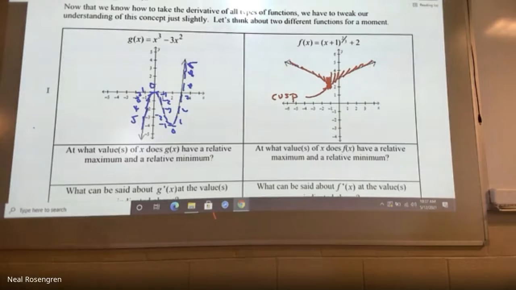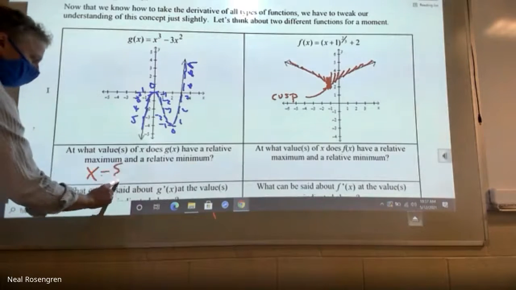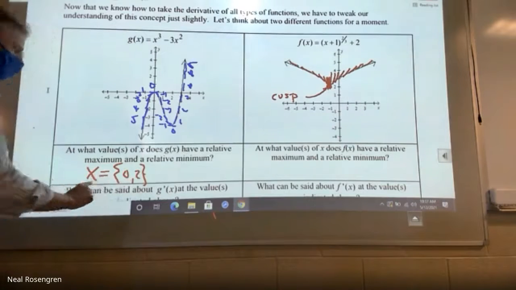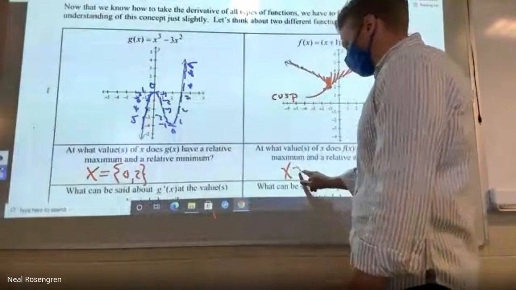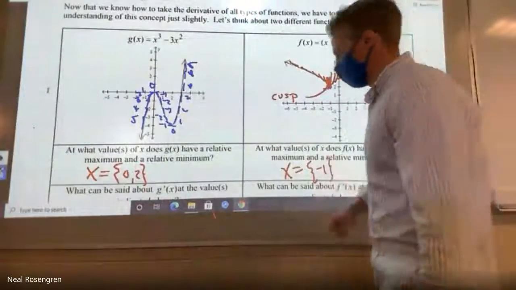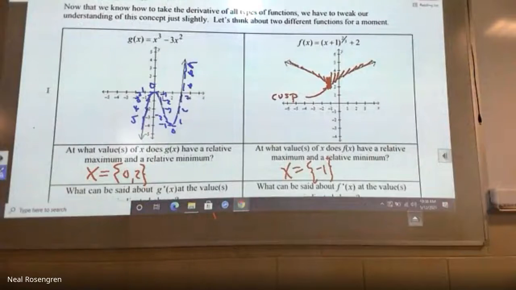When you think about what values x has right here for maxes and mins, like 0 and 2, we have a minimum at 2 comma whatever, and a max at 0 comma whatever. And if I look at this graph on the right, absolutely, x equals -1 is a relative min. It's a big difference between what we see with our derivative process with g of x compared to f of x. For g of x, basic power rule stuff: 3x squared minus 6x. Something quadratic, I get 2 answers, there they are, 0 and 2.